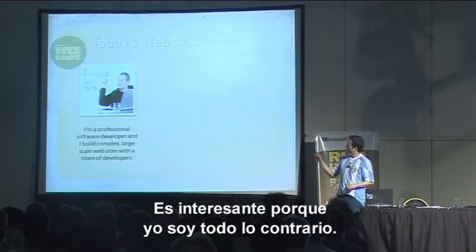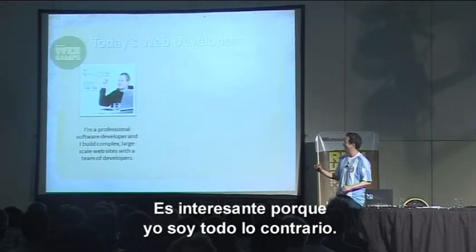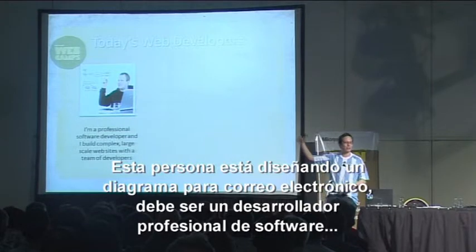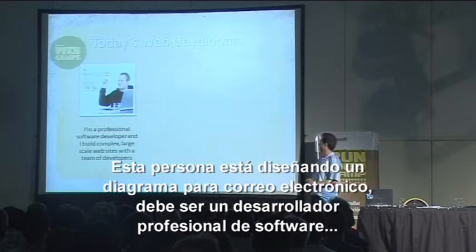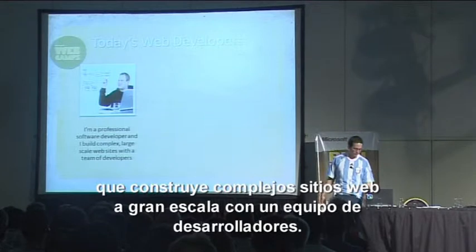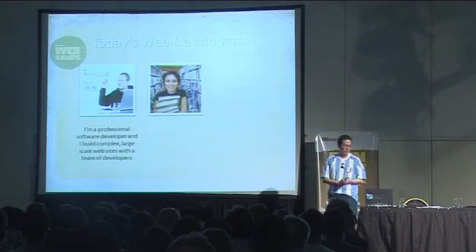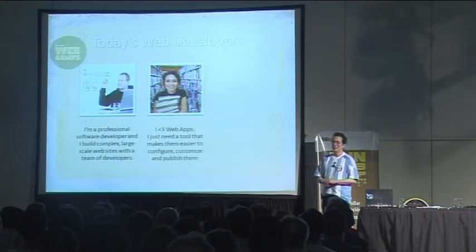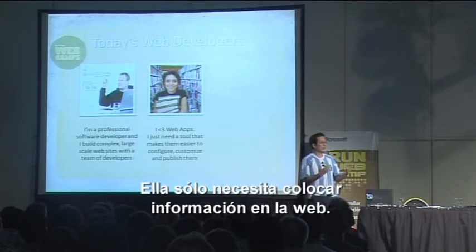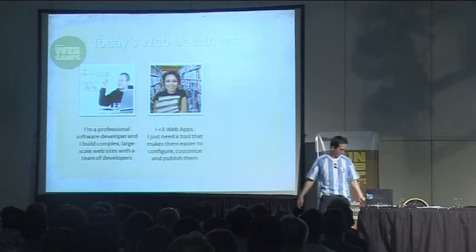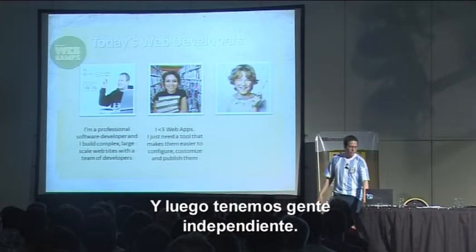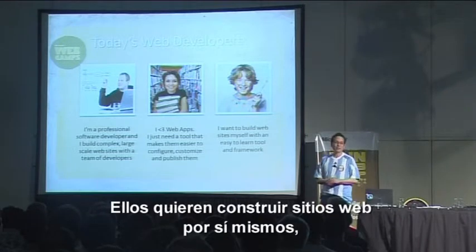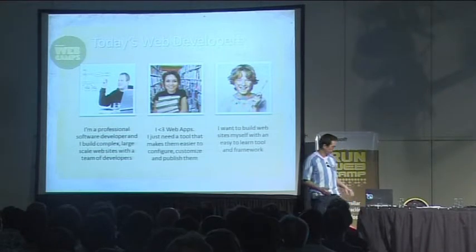Which is interesting because I'm completely backwards. So this guy, he's obviously drawing a UML diagram, so he must be a professional software developer. And he builds large-scale websites with a team of developers. And then we have librarians who love web apps. So she just needs a tool to put content on the web. And then we have kids who like to paint themselves. And he wants to build websites himself and use an easy-to-learn tool.